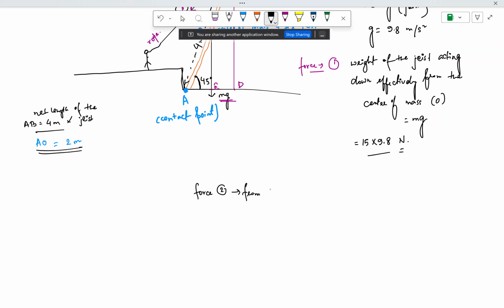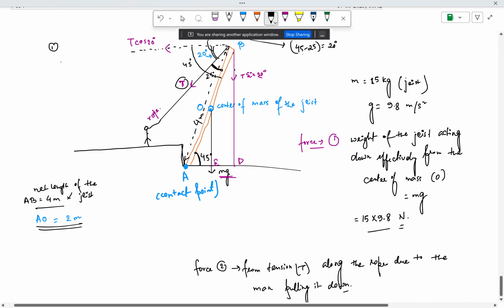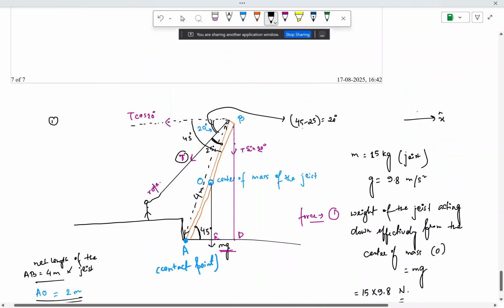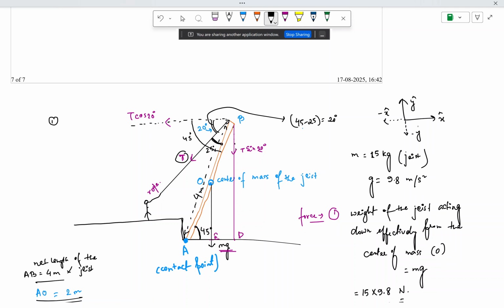From tension T along the rope due to the man pulling it down. Now it has two components: T along x is T cos 20 degree and along y is T sin 20 degree. Now if you have to be very critical, then you can also consider the sign of the axis. So this is the positive x axis and this is the positive y axis. So anything in this direction will be minus x cap, and anything in the downwards direction will be minus y cap, right? This is simple.